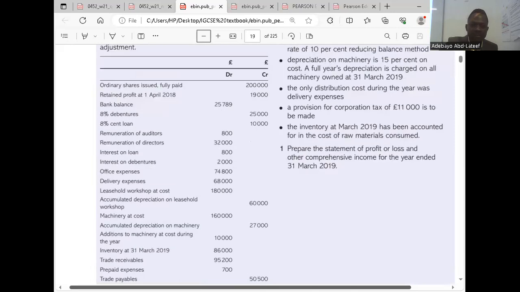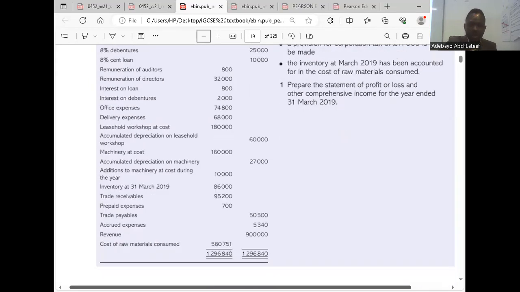We start our preparation. We open the statement of profit or loss and other comprehensive income for the year ended 31 March 2019. That will be the title. Now we start. The first item on the list should be revenue, which is 900,000. Then you less cost of raw material consumed.